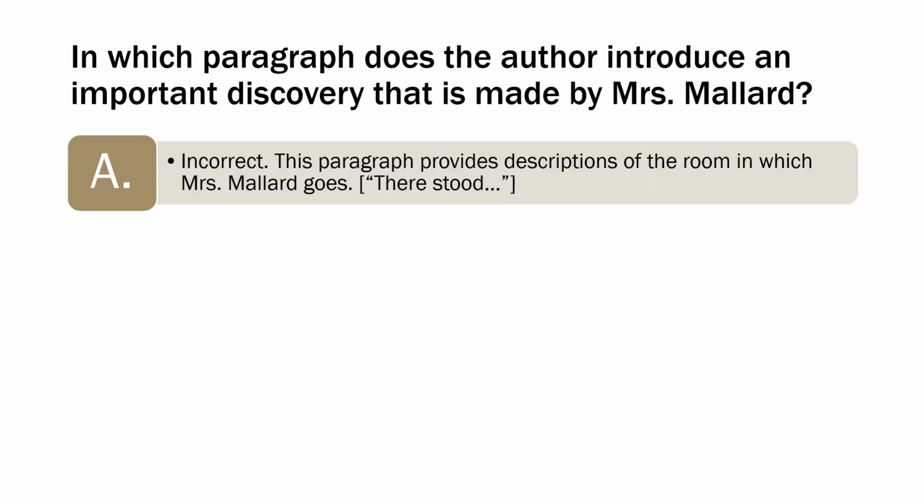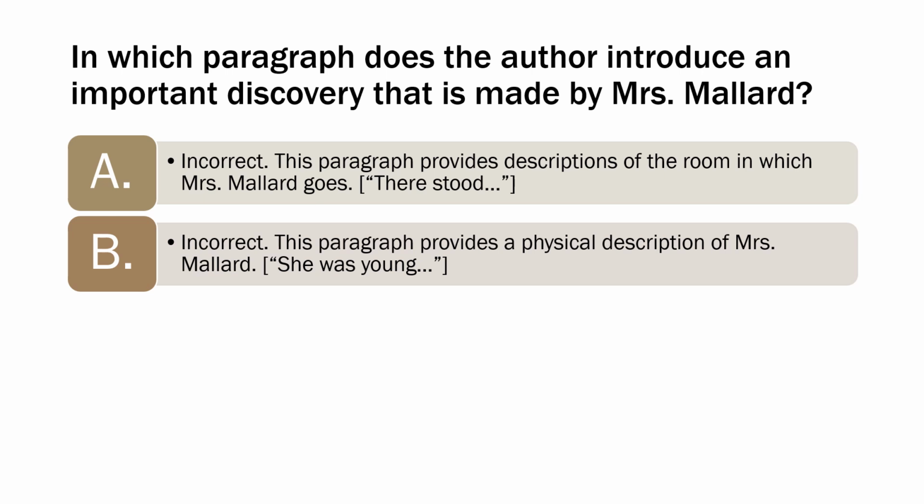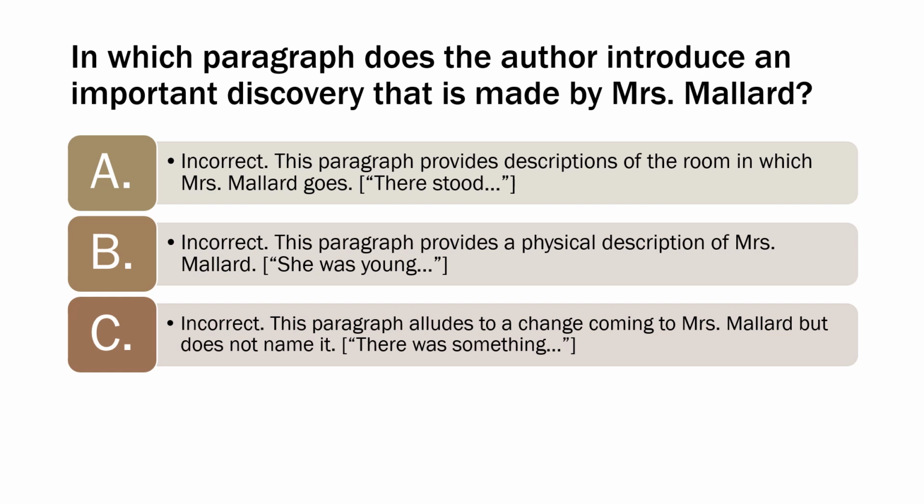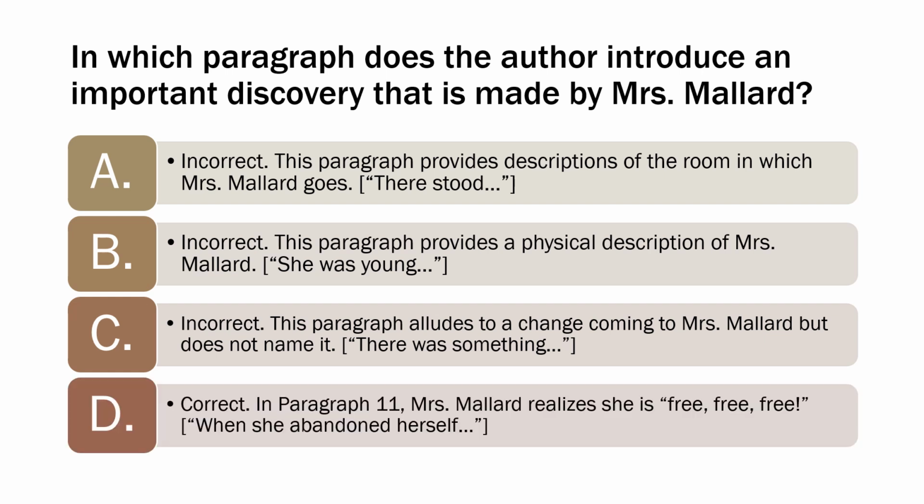A is incorrect. This paragraph provides descriptions of the room in which Mrs. Mallard goes. There stood. B is incorrect. This paragraph provides a physical description of Mrs. Mallard. She was young. C is incorrect. This paragraph alludes to a change coming to Mrs. Mallard but does not name it. There was something. D is correct. In paragraph 11, Mrs. Mallard realizes she is free, free, free when she abandoned herself.